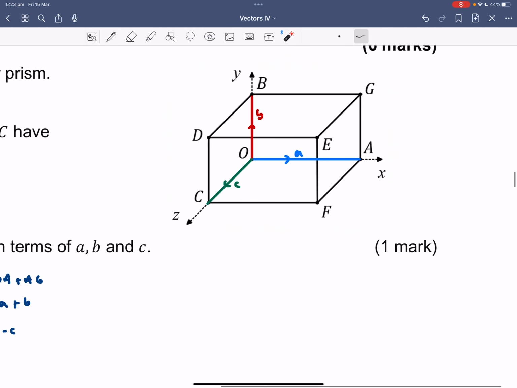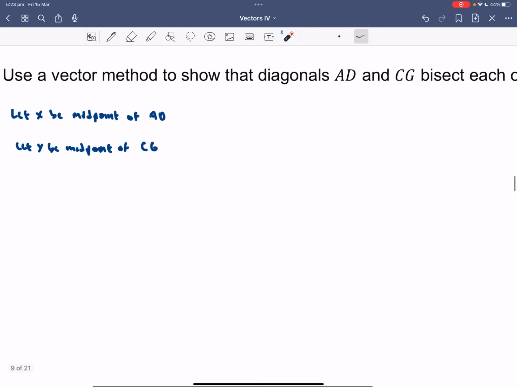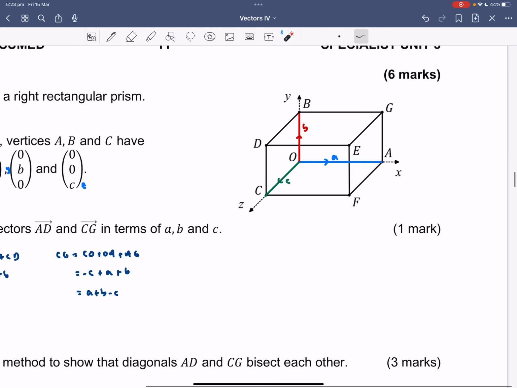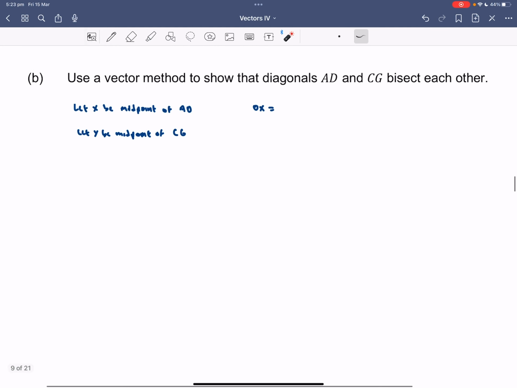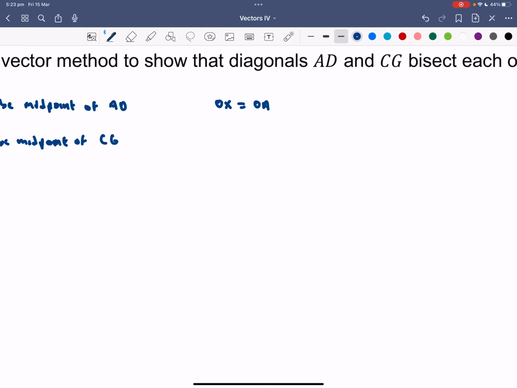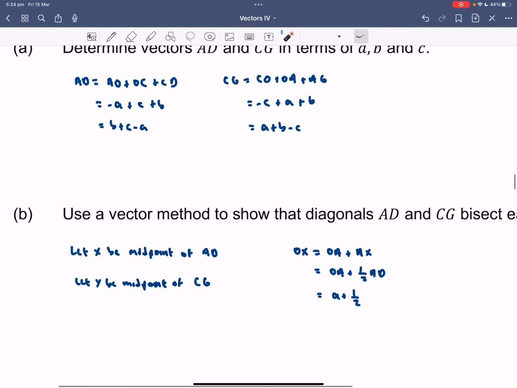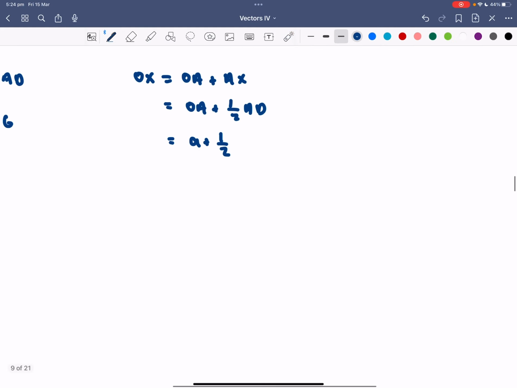So the midpoint of AD is somewhere there. Let's keep it very simple. We want to find OX. OX is the midpoint of AD, and I want to find out what OX is. I'm just going to go to A first. So I'll go from O to A, and then from A to X, and we just agreed that X was the midpoint of AD, so it's half AD. OA is just A, and we just worked out an expression for AD. AD was B plus C take A. Half B plus C take A.